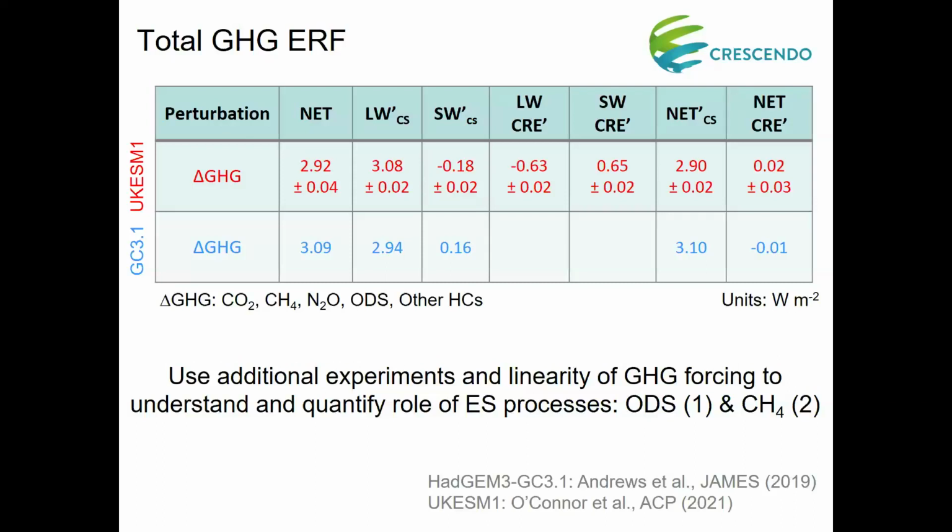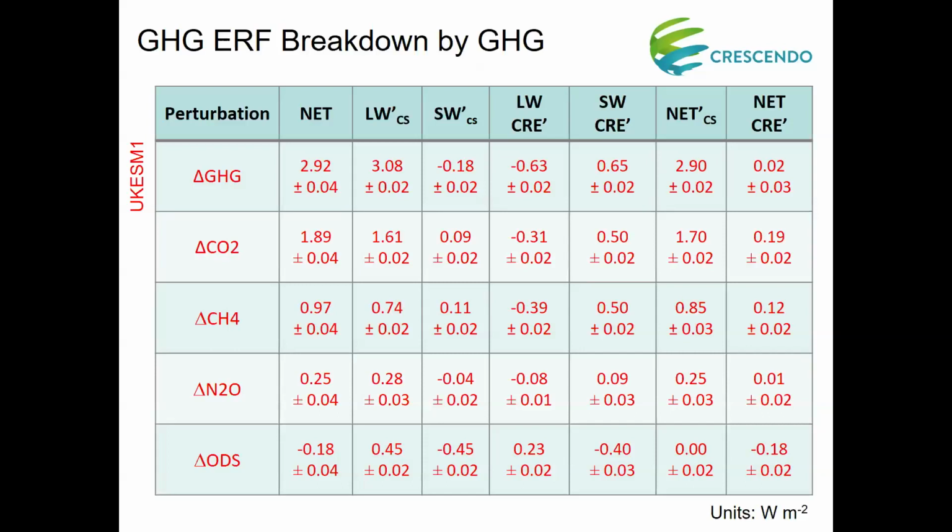So firstly, let's demonstrate the linearity of the greenhouse gas forcing. Again, along the top, I'm showing the components of the effective radiative forcing from all greenhouse gases from the UK's Earth System model. And then in the subsequent rows, I'm showing the individual components to the effective radiative forcing from CO2, from methane, from nitrous oxide, and from this group of halocarbons known as the ozone depleting substances. And in fact, if we look at the individual components in the short and the long wave, in the clear sky and the cloud radiative effect, we can see that actually the individual greenhouse gas components add linearly.